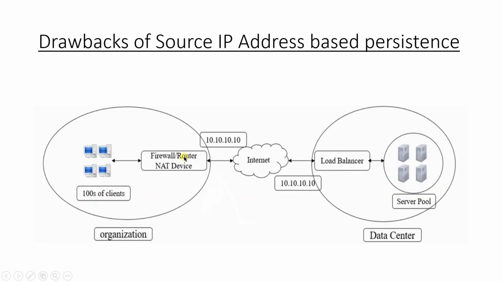So since they are using a NAT device at the exit point, any client which is leaving the organization and going to the internet to reach the server pool will have network address translation take place before it leaves the organization, by the firewall or a router, or you can say a NAT device. Over here, the private IP address of the client will be translated to the public IP address, and possibly one-to-many, or you can say overload NAT, will take place.